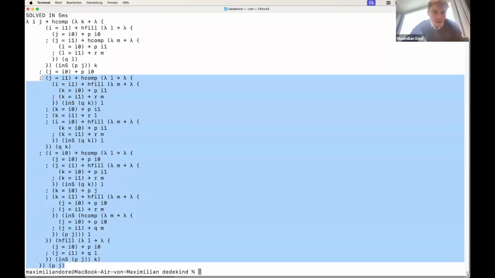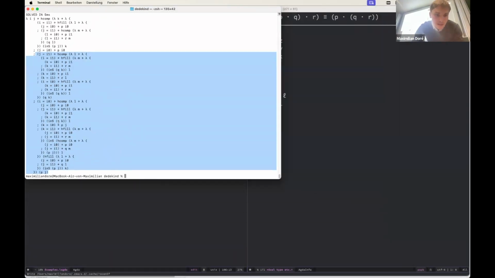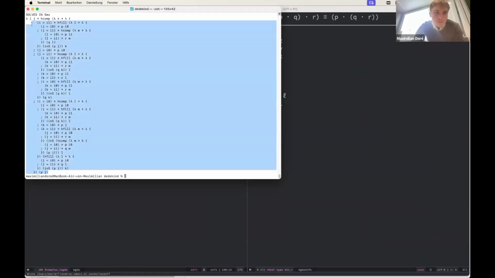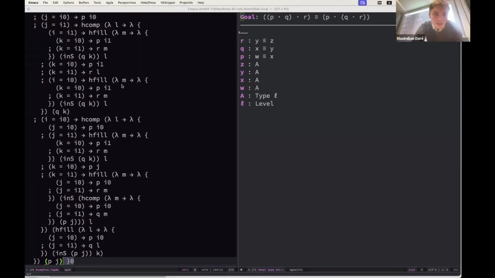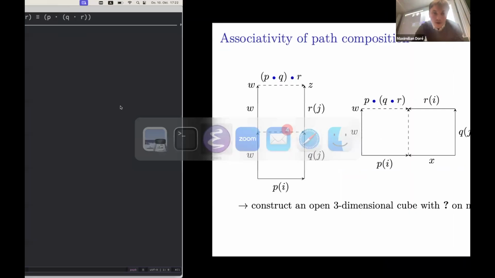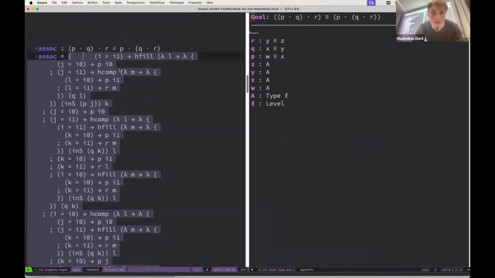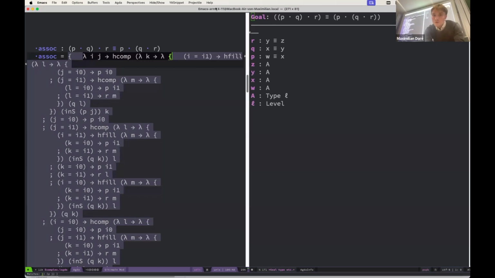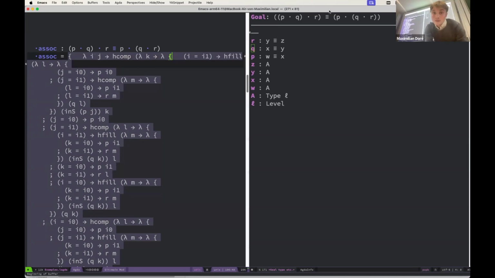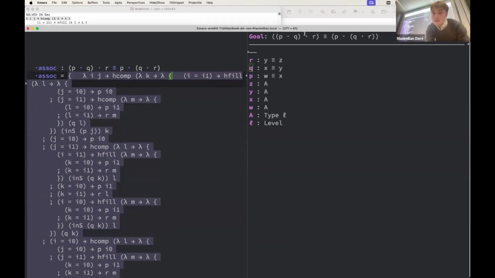So we are able to just copy this. I managed to just make this smaller. Didn't quite manage to copy everything. Let's put this in front. Now here we see this associativity proof goal, right? So we have here, yeah, you can't quite see this. This is our proof goal.